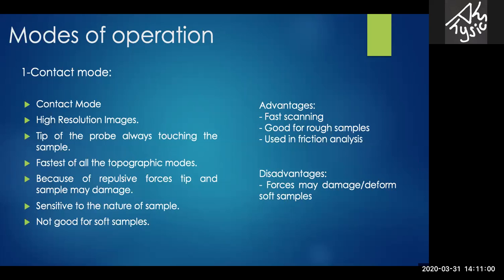sample may be damaged because it's constantly in contact with the sample, and it's sensitive to the nature of the sample, but it's not good for soft samples. It has some advantages: fast scanning, good for rough samples, used in friction analysis. But the main disadvantage is the force may damage or deform soft samples.